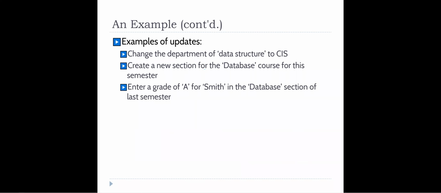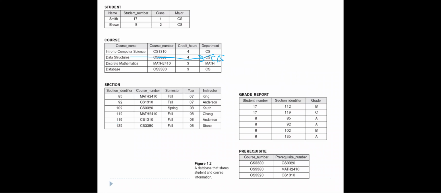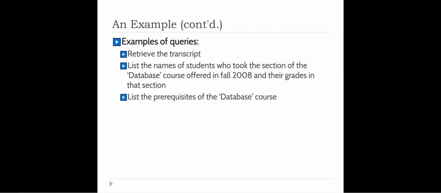Okay. Create a new section of the database course for this semester. You will just create a new section here. It's called database, with the same number. You will give it a section identifier because this is unique, I believe so. And that will be fall maybe, and this will be 2022. And the instructor, Hussein.